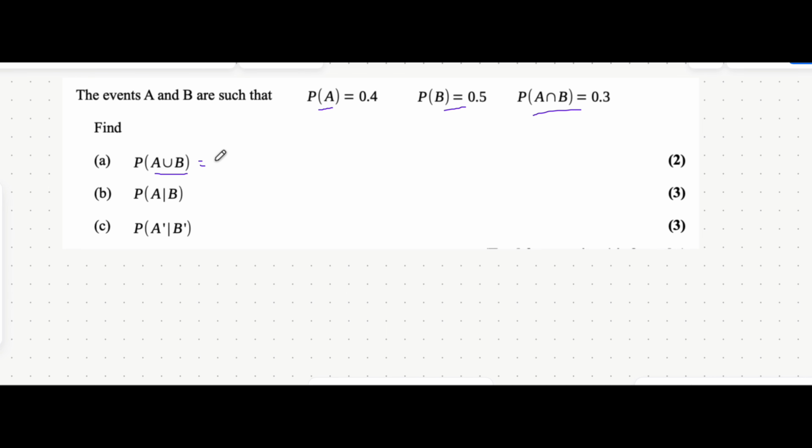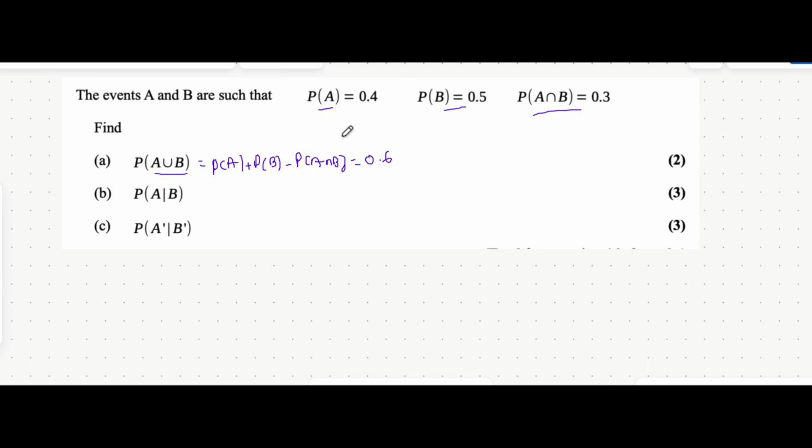Now, there is an equation for this that says it's the probability of A plus the probability of B minus the probability of A intersect B. And that's the easiest way to find it in this case, so let's apply it to that equation. That's 0.4 plus 0.5, which is 0.9, take away 0.3, which is 0.6. That's your answer to part A.